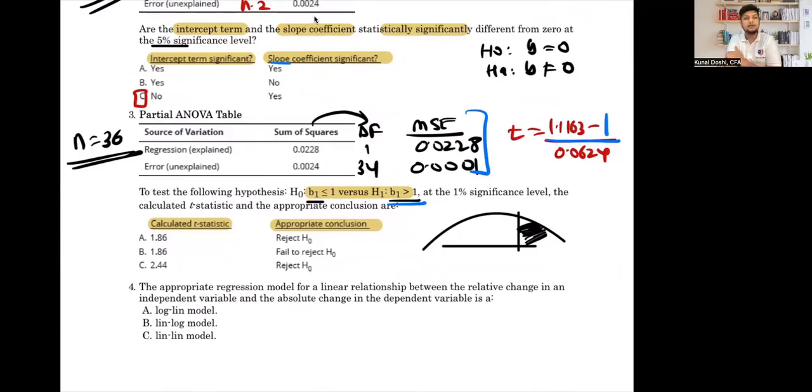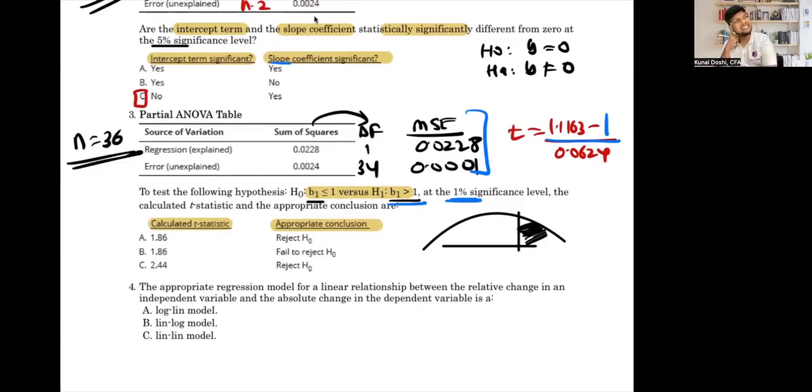Everyone, can you find this? 1.1163 minus 1 divided by 0.0624. Now you will get your value as 1.86. That will be your test statistic, 1.86. And if this is 1.86 at degree of freedom 34, with 5% significance, no, 1% significance.